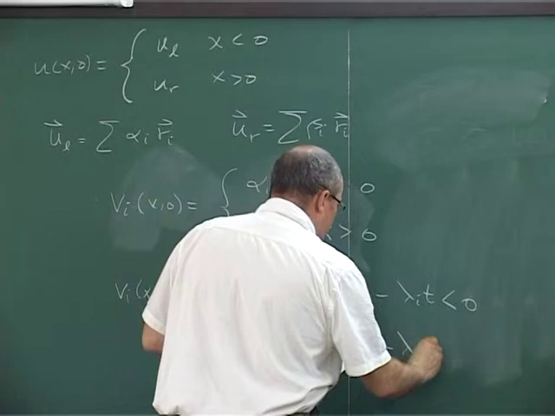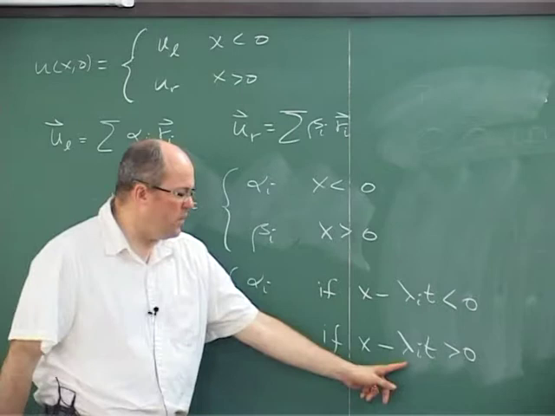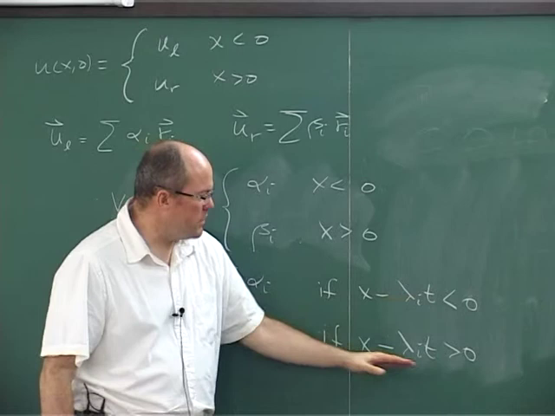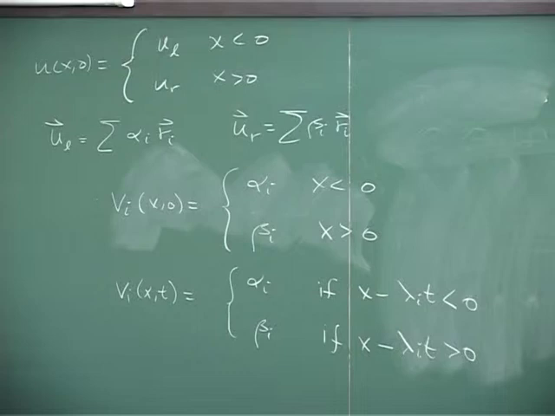So I basically just look at the velocity of each mode, multiply by the time to figure out how far it's gone, and then compare the value of x that I want to evaluate the solution at. Whether it's less than 0 or greater than 0 will tell me if I get the left state or the right state. So again, it's just writing down a set of scalar advection equations, and then we combine them together with the eigenvectors. If we wanted, we could now just operate with R on here, and we would get U.